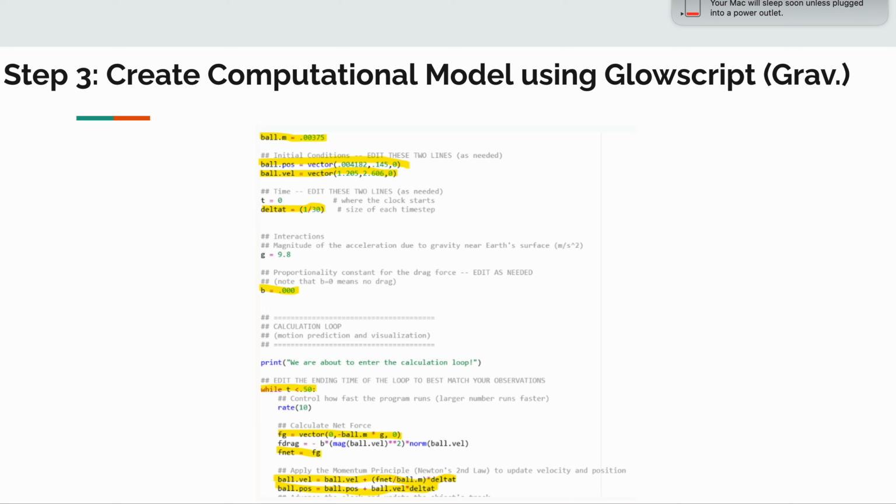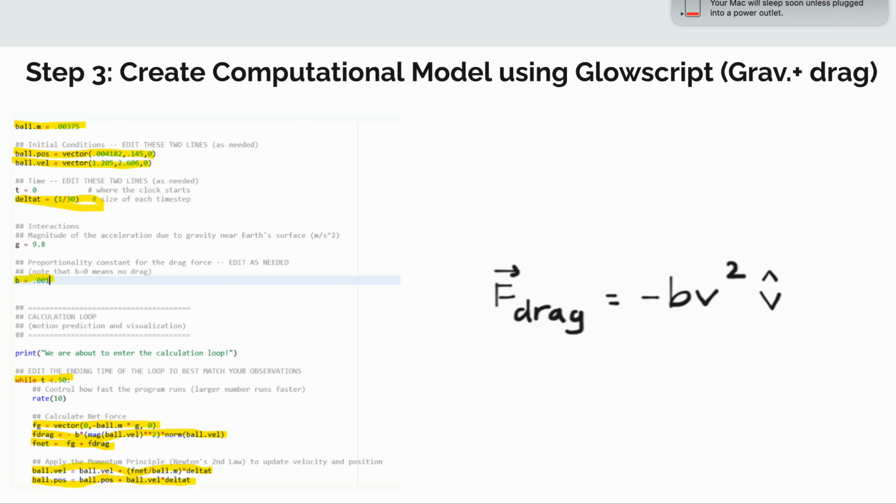For this set of code, b is going to be 0 because we do not want to include the force of drag. The code is going to run while t is less than 0.50, and then the force of gravity is just the vector 0, negative mg, and then 0, and then Fnet is just going to be Fg for this set of code. And then to update the velocity of the ball and position of the ball, we just use the velocity update and the position update formula.